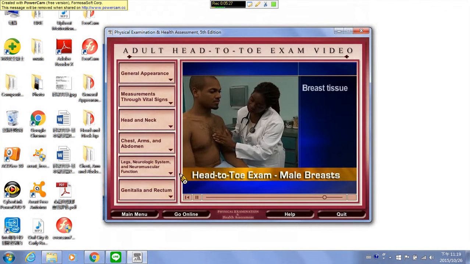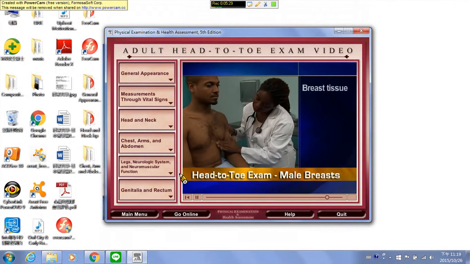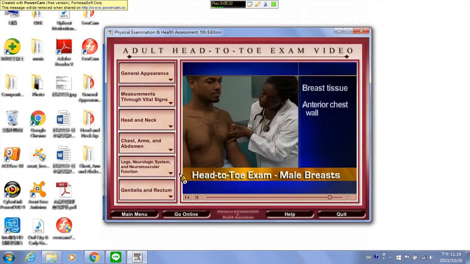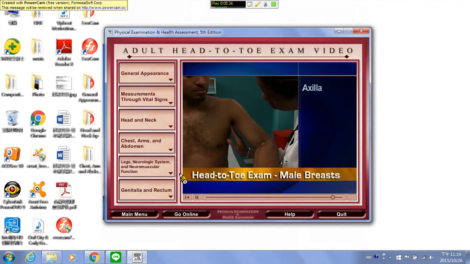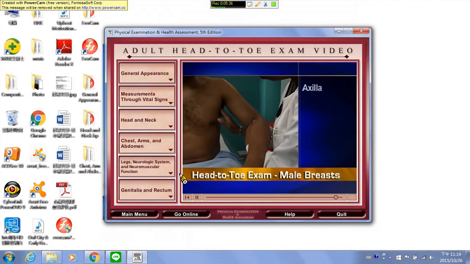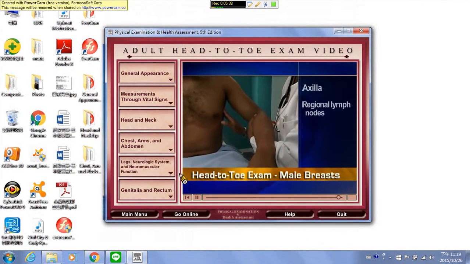For a man, inspect and palpate the breasts while palpating the anterior chest wall. Then, while supporting each arm, palpate his axilla and regional lymph nodes.